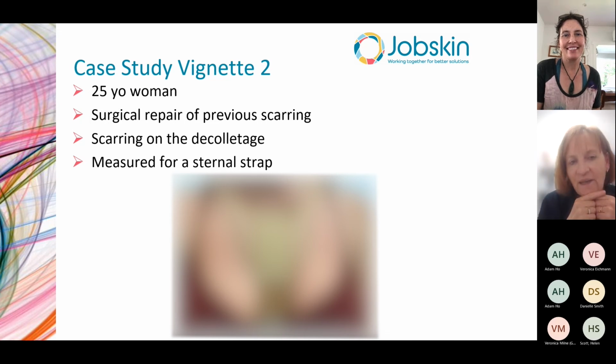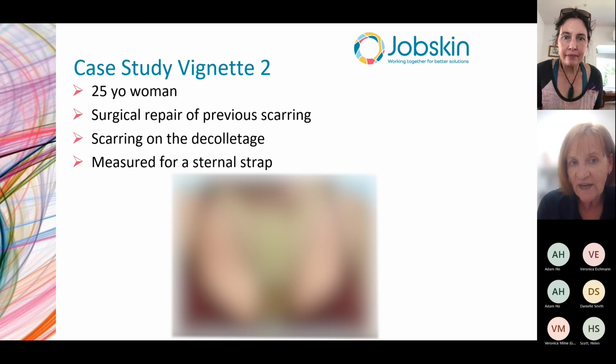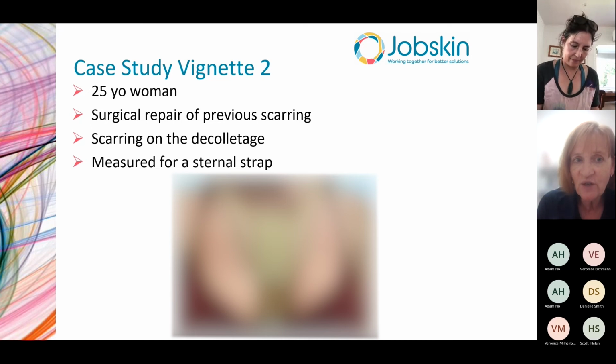This particular woman kindly consented for her image to be used. She had had surgical repair of previous scarring on the décolletage, just under where you see that quite rigid square or rectangle of elastic. And this is a really tricky area to get compression. The sternal strap can be stitched into a vest when a patient has a vest, or this one is a freestanding one, obviously. So we modified the garment design slightly to get this reinforced bit of elastic.